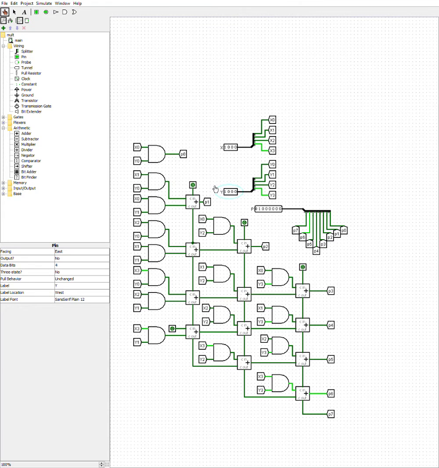And then we have 10 times 10, which gives us 100. You can see 64 plus 32 plus 4, correct. And then we have 11 times 12. 11 times 12 gives 132, which is correct. And then the next one is 12 times 13. 12 times 13 gives us 156, which is all correct.